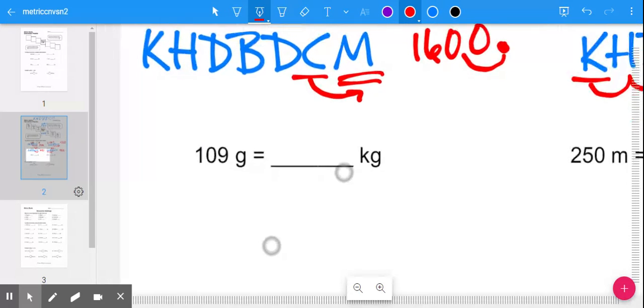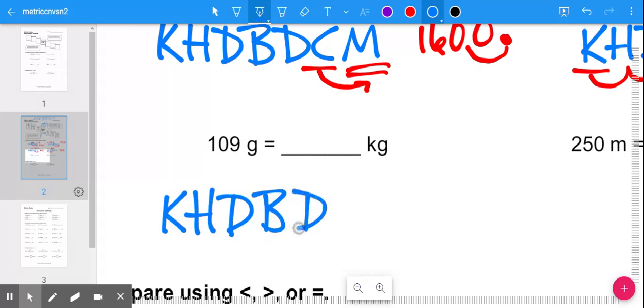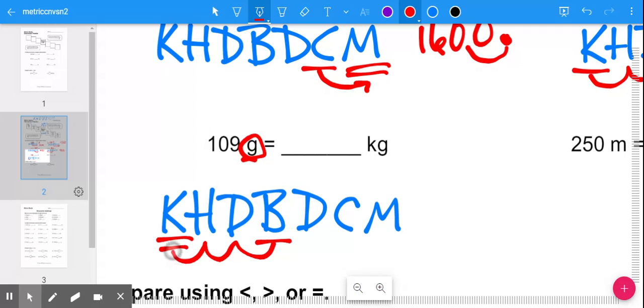So when you jump down here, we're going from grams to kilograms. So we're going from grams, which is your base unit, to kilograms. So we're going to go 1, 2, 3 times to the left, which means this 109 becomes, 1, 2, 3 times to the left, 0.109 kilograms.